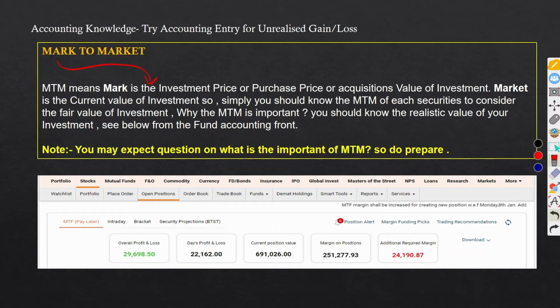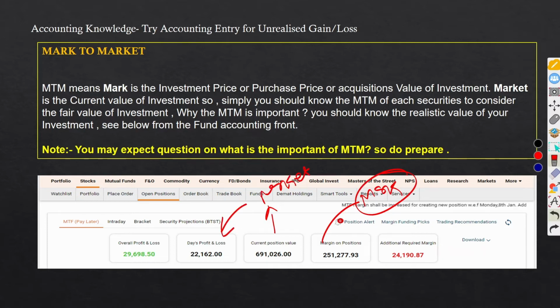So see this chart below again. If you see, I have invested around this, the current position value is this, and the day's profit and loss is almost 22,162, which was the profit of that particular day. So this becomes your mark. If I take the same example, this has become my mark and this one becomes my market.